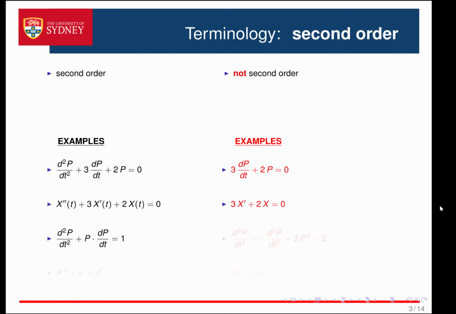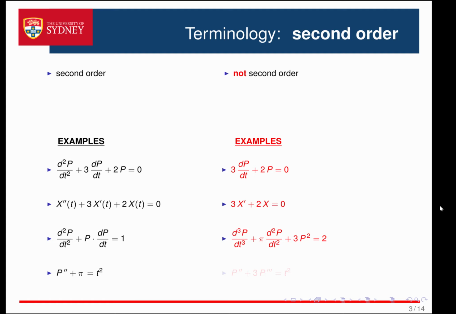This DE is second order because of the second derivative d2p dt squared. Whereas even though this DE has a second derivative, the highest derivative is d3p dt cubed, which is a third derivative, which means it is actually a third order differential equation.